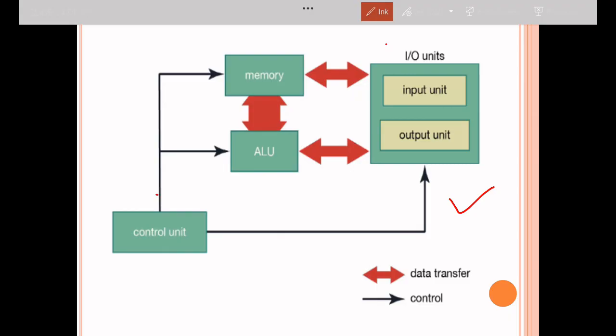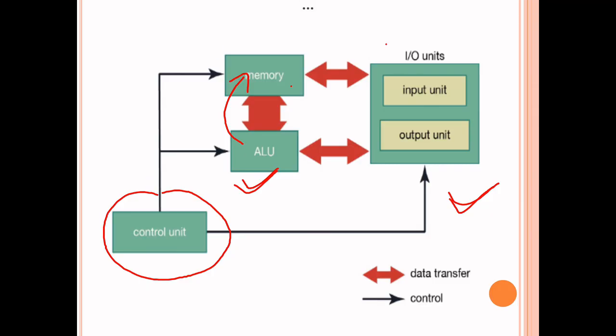The control unit is controlling the traffic with the help of signals. This is the memory. Whenever you perform any task in the ALU, the data will go to the memory, and at last you will get the result. So this is a diagram of how the input, output, ALU, memory and control unit are working.